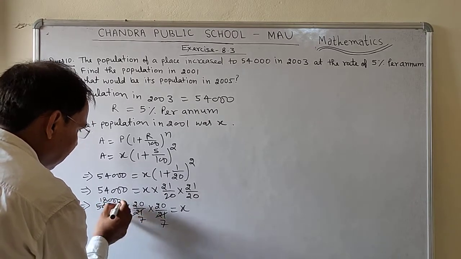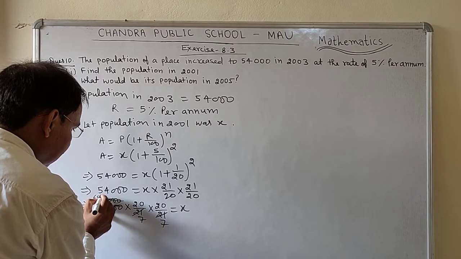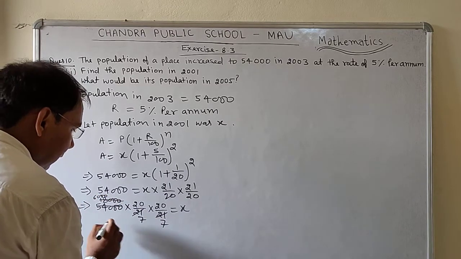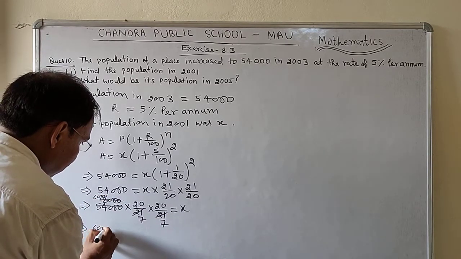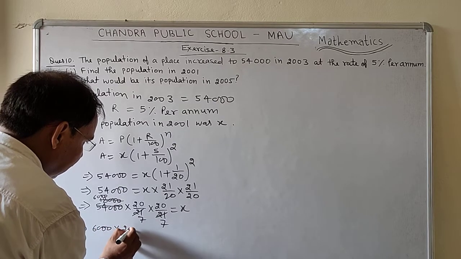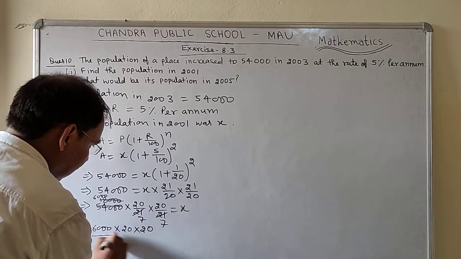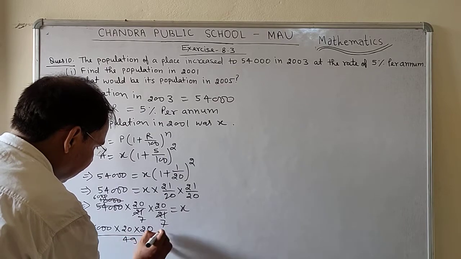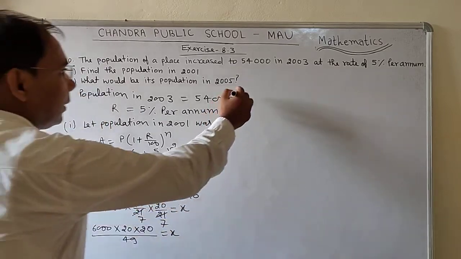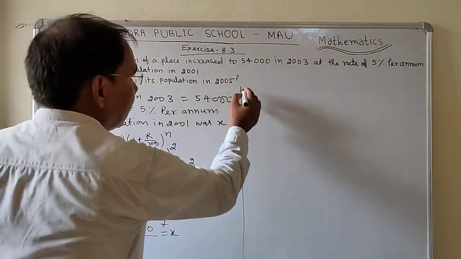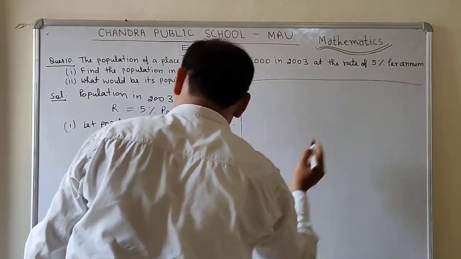Again 3 7 is 21, and it will be 3 6 is 18, 6,000. So it shows that 6,000 into 20 into 20 upon 7 7 ja 49 equal to x. So students, you need to calculate this and then you will get the value of x.